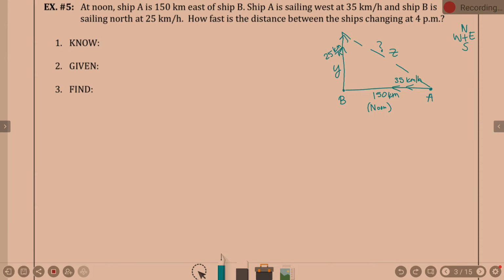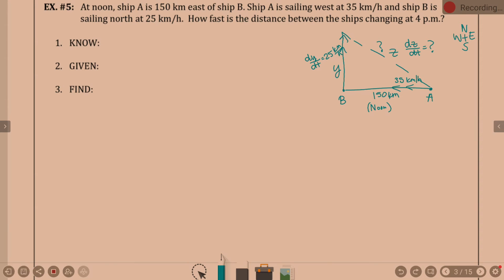What does that make the 25? 25 kilometers per hour is going to be your dy/dt, because it's a change in Y. If we're being asked how fast the distance between the ships is changing, we're being asked to find the change in Z. So we're being asked to find dz/dt, right?